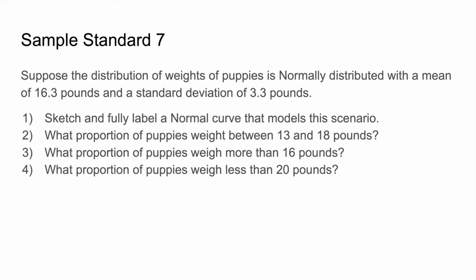So here's a sample question for Standard 7. Suppose the distribution of weights of puppies is normally distributed, with a mean of 16.3 pounds and a standard deviation of 3.3 pounds. We want to sketch and fully label a normal curve that models this scenario, and then try to answer the questions that follow using normal CDF on your graphing calculator. So if you want to pause the video right now, give this problem a try, and when you're ready, hit play to see the answers.